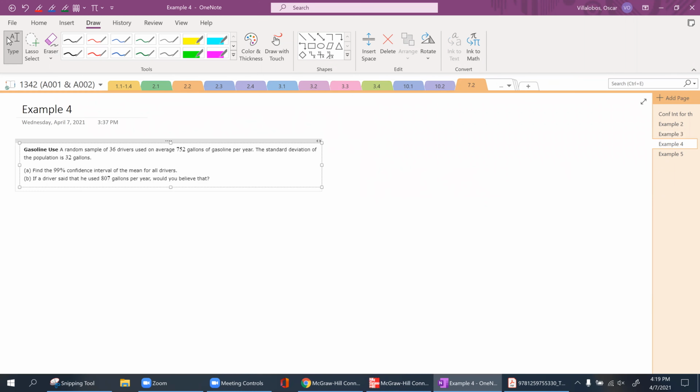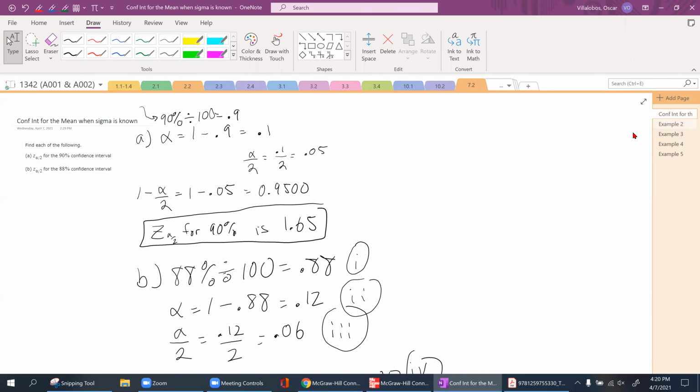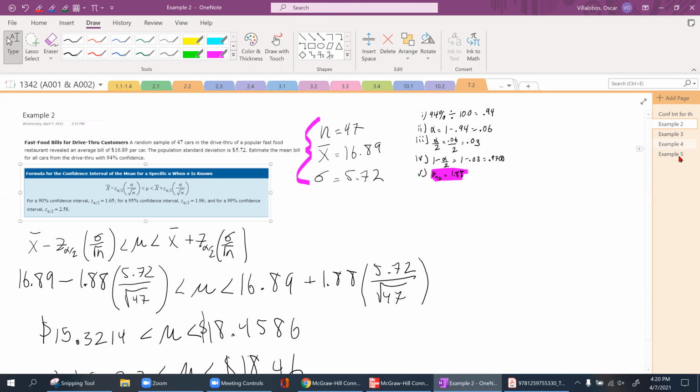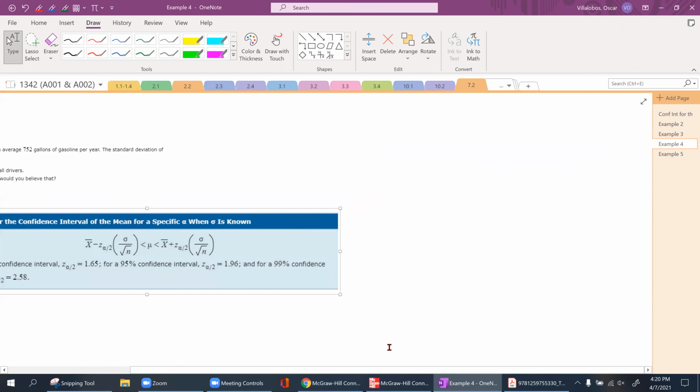Let's see what else we've got. We have here example number 4, gasoline usage. A random sample of 36 drivers use an average of 752 gallons of gasoline per year, and the standard deviation of the population is 32 gallons. Part A: find a 99% confidence interval of the mean for all drivers. Let's go ahead and get my favorite table.